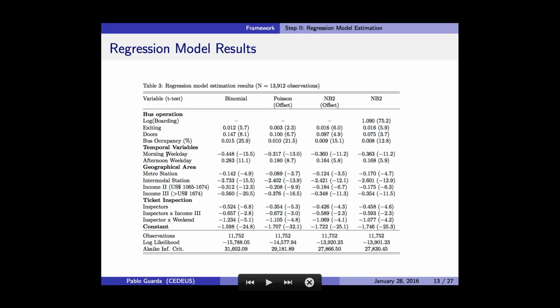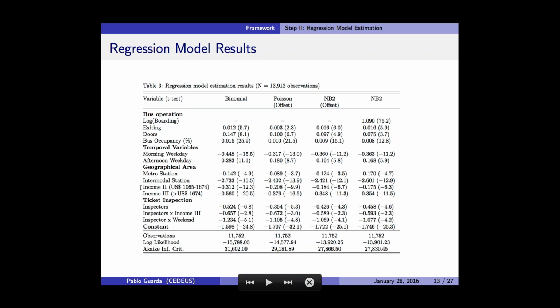For the temporal variables we define as the base dummy the weekend, and then we define two other categories which were morning weekday or afternoon weekday. For the geographical area, we add a dummy if the bus stop where the observation was collected was nearby to a metro station, or another dummy if the bus stop is nearby to an intermodal station. We control for the level of income of the comuna. In this case, based on the statistical significance obtained for the parameters, we find only 3 different income levels.